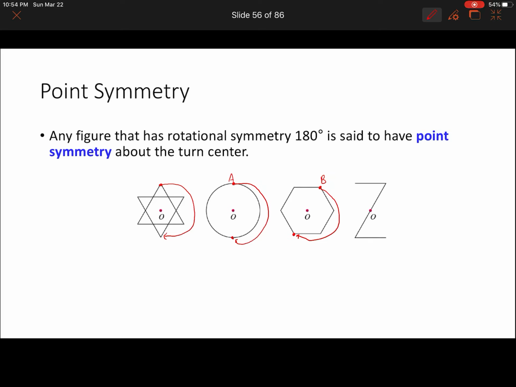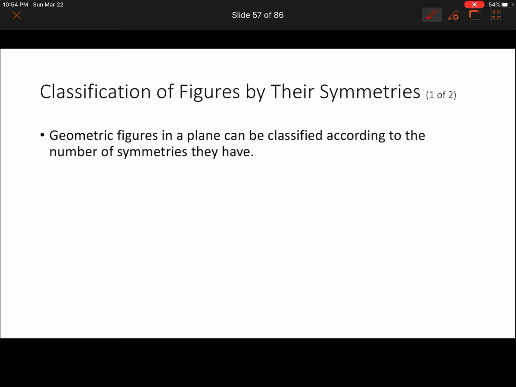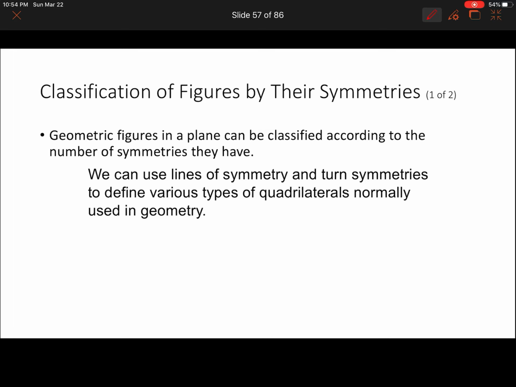And then you could even do that with this Z shape. So if you take this point, we'll call it point C, and rotate it to there, then it would still have the same figure. And so that too has what we call point symmetry. And so geometric figures that are in a plane can be classified according to the number of symmetries that they have. And so we use lines of symmetry and turn symmetries to define various types of quadrilaterals normally used in geometry.